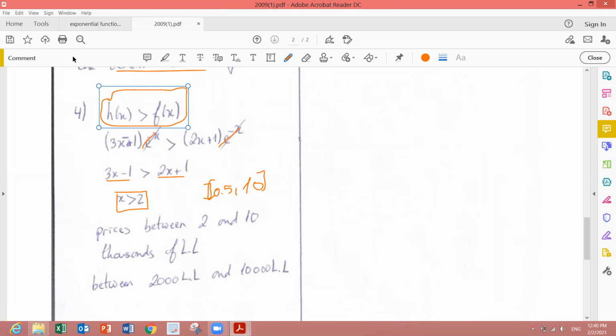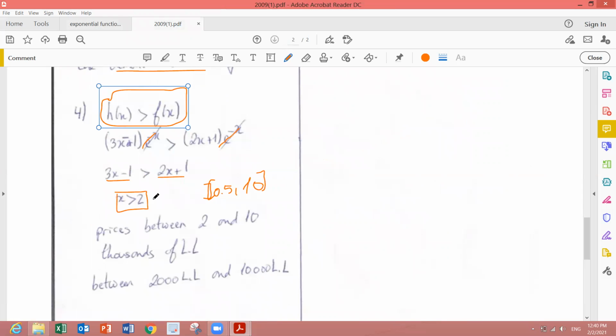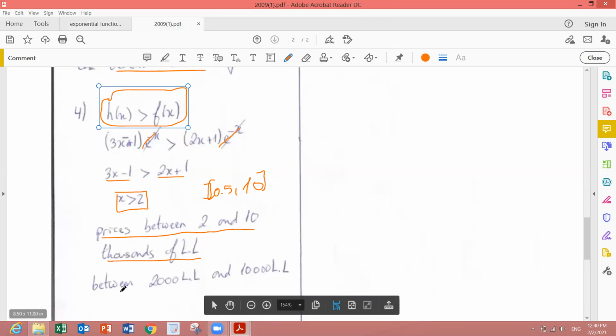So it is required here to calculate what are the prices. So the prices, x greater than 2, but x should be less than 10. So the prices are between 2 and 10 thousands of Lebanese lira. So between 2,000 and 10,000 Lebanese lira. Okay, this is all for this exercise.